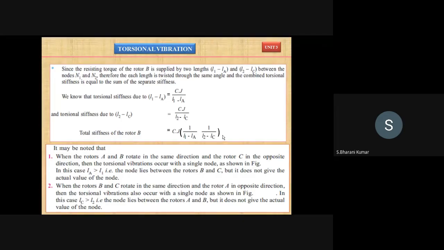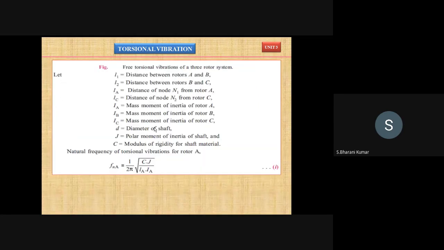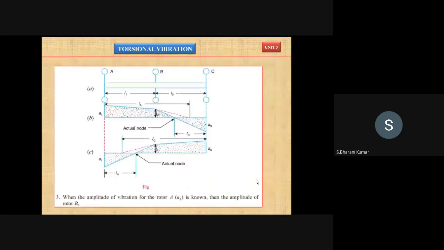Next slide. This is the single node system I already told about, for 3 rotors A, B and C. The lengths will be given as L1 and L2. What we saw already in the initial part is a 2 node system, where there are node 1 and node 2. The problems will be in both regions, the 2 node system as well as the single node system. And this is the single node system, where there is only one node.